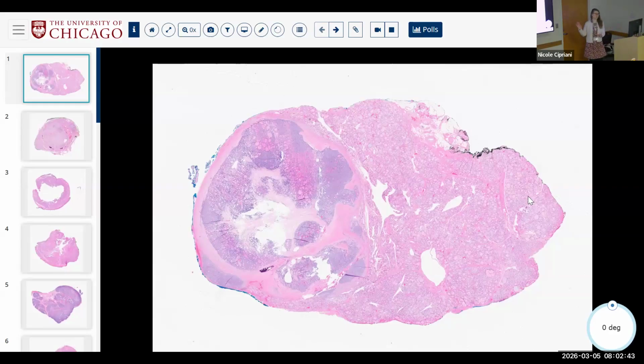On low power, I don't even have to magnify. Is this benign or malignant? Malignant, right? Why is it malignant? Like a nodule with a capsule that has some sort of invasion, perhaps, on several areas. Yes, excellent, right? So in many cases, thyroid carcinoma will kind of yell at you from low power.